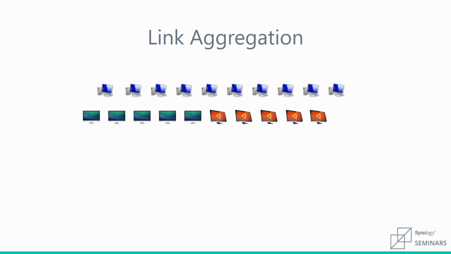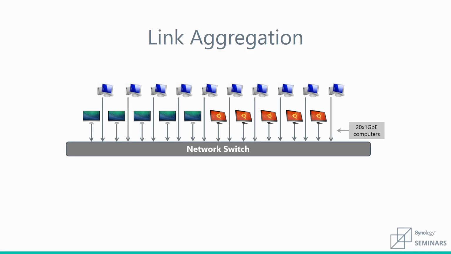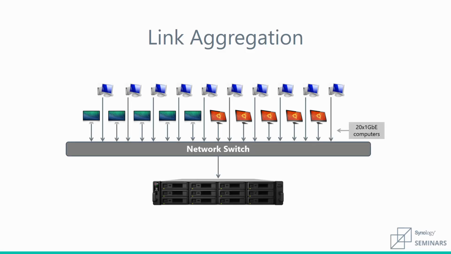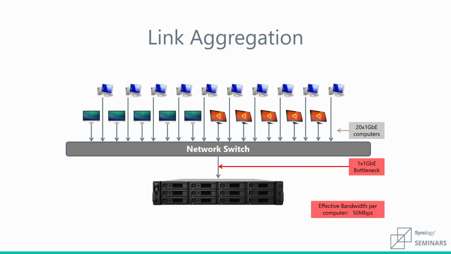So let's say we have 20 computers all connected to a network switch with a 1 gig connection. Now this same 1 gig connection is going to a Synology NAS. As you can see, this 1 gig connection from the switch to the NAS is a bottleneck. It's giving each computer an effective bandwidth of about 50 megabits per second. But what if we implemented link aggregation?